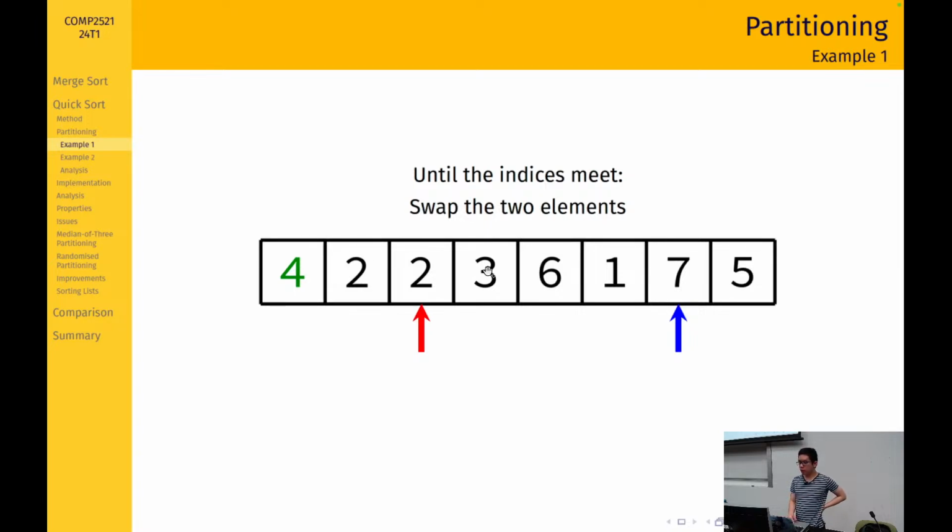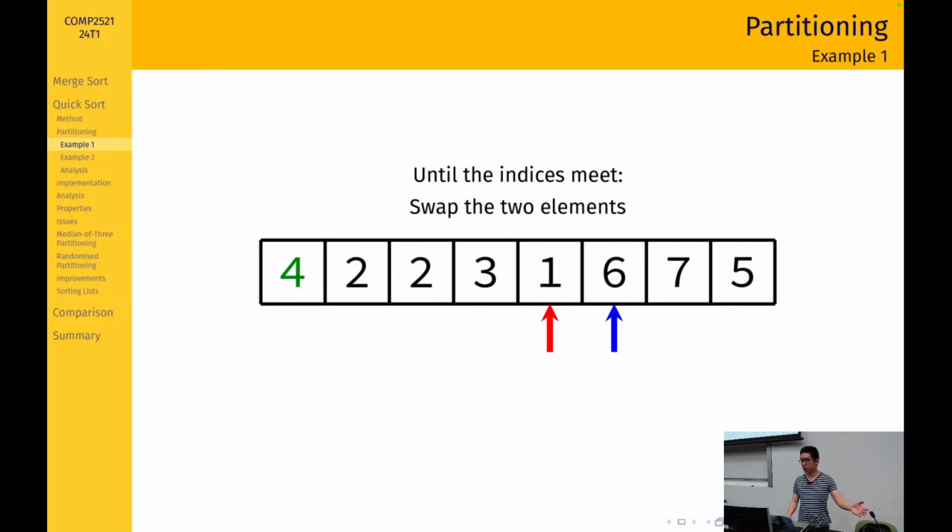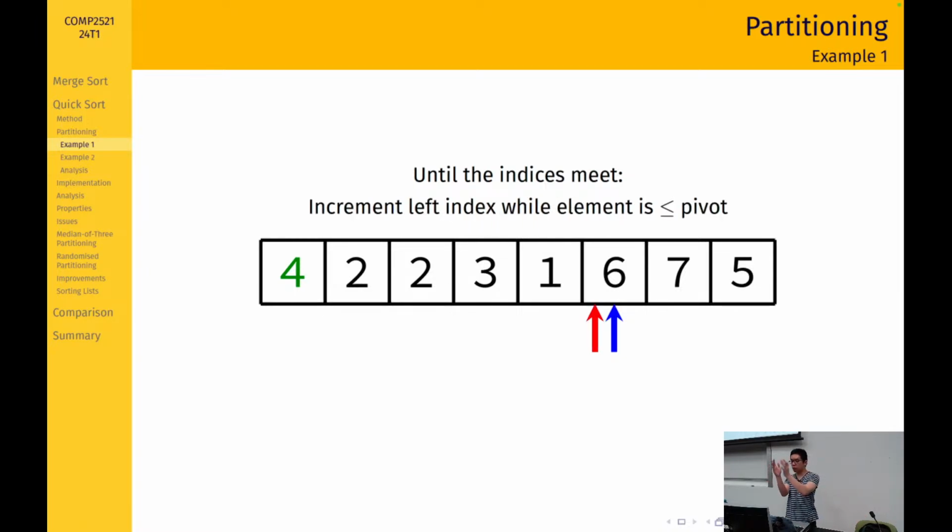Now we've moved the 2 to the left-hand side of the array where it belongs, and we've also moved the 7 to the right-hand side of the array where it belongs. And now we just repeat the process. So we increment the left index: 3 is less than or equal to 4, so that's fine. 6 is not less than 4. Meanwhile, we go to the right pointer and decrement it. Now 1 is not greater than 4, so we stop, and we swap the two elements. Then we go over to the left pointer again and advance it, and now the pointers meet in the middle, so we stop.